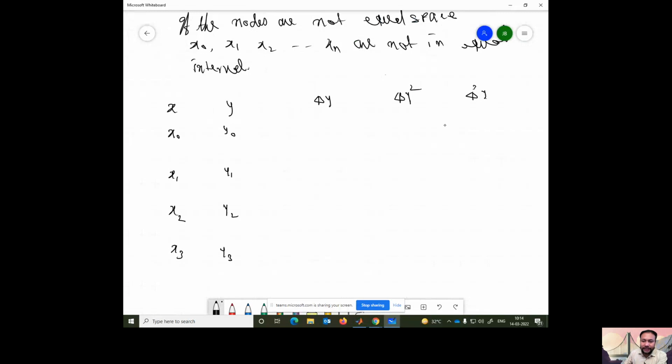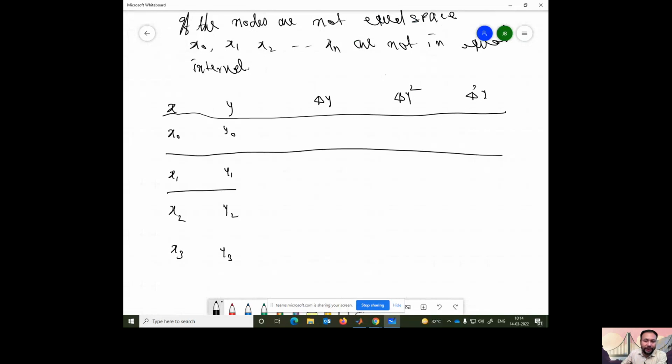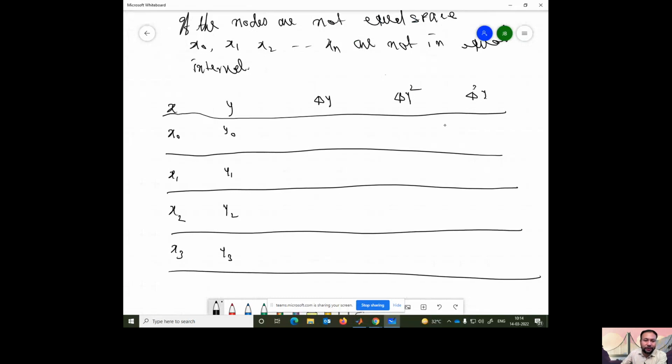Let us try to write this in table form. Why is it required? Because Matlab works on matrix form. Matlab always works in matrix form.